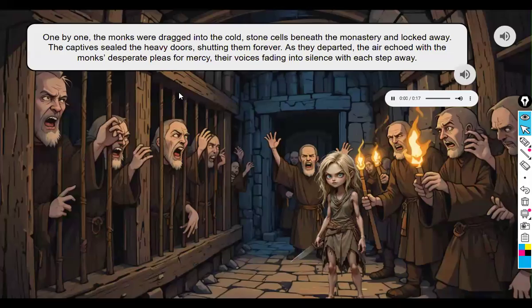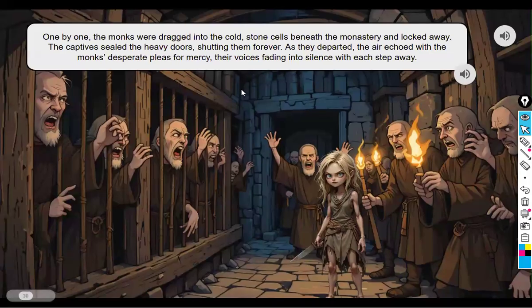One by one, the monks were dragged into the cold, stone cells beneath the monastery and locked away. The captives sealed the heavy doors, shutting them forever. As they departed, the air echoed with the monks' desperate pleas for mercy, their voices fading into silence with each step away.